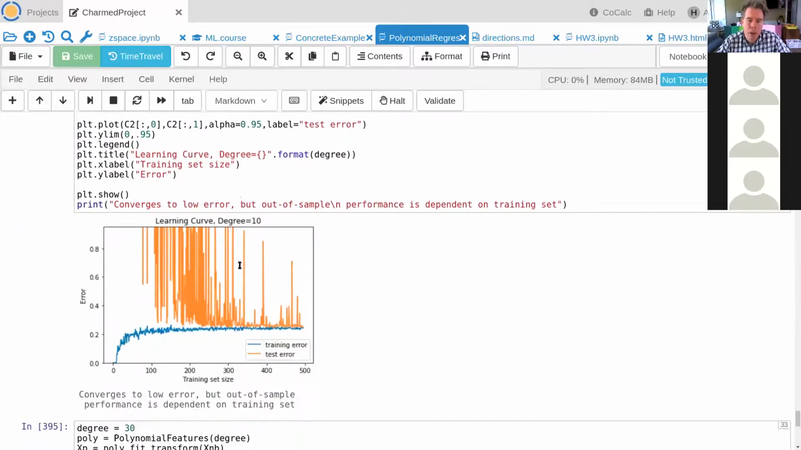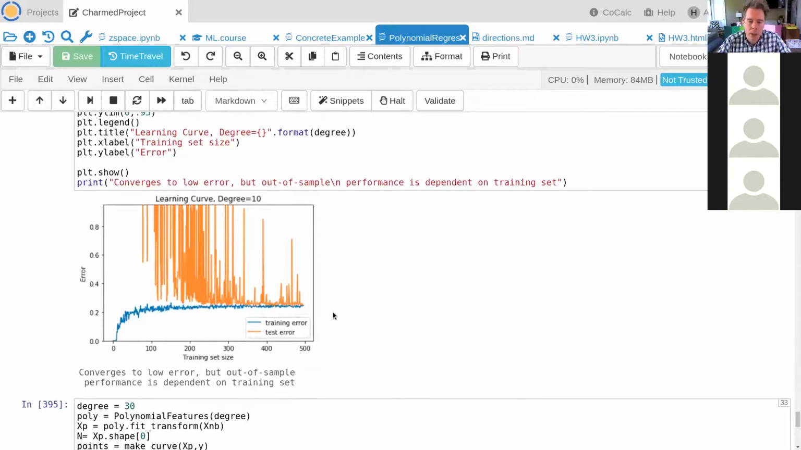And now it gets completely crazy with, oh, so I put in one of degree 10 here. I would say that the test error has not really settled down here. What's happening is we don't really have enough data to have a degree 10 model here, because 500 data points is not enough to constrain the degree 10 enough that the training set looks like the test set.